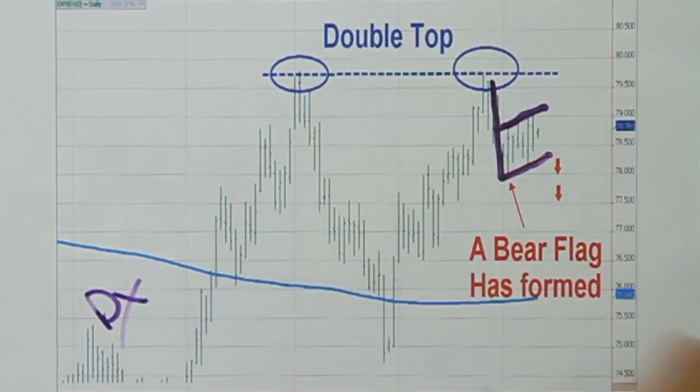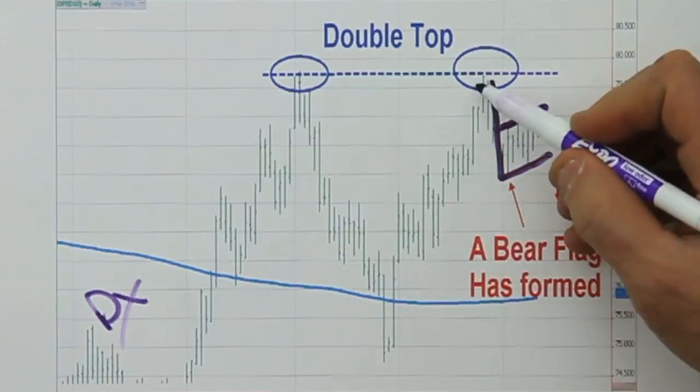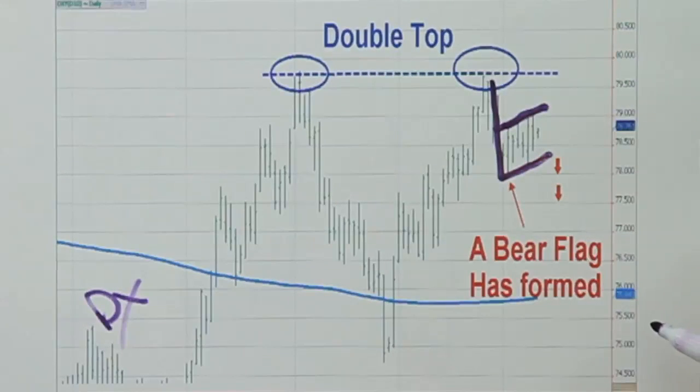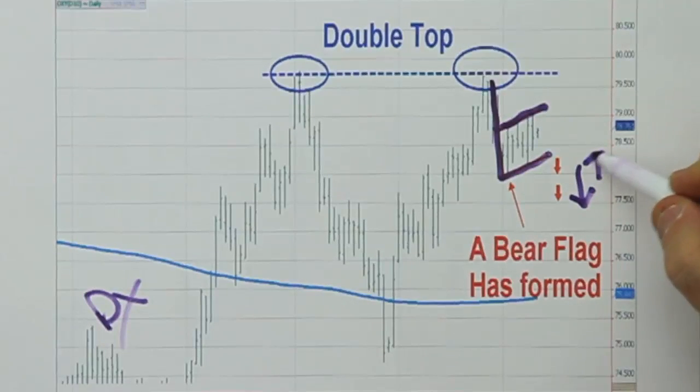So the DX we know is king. The dollar index rallies up, puts in the double top, breaks down into a bear flag, and if the dollar is going down, almost everything else goes up.